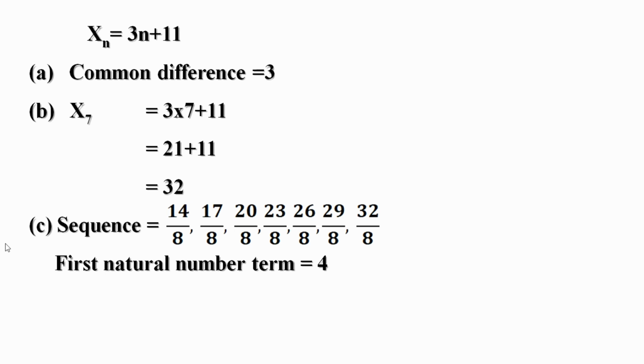We need to write all the terms to find out the first natural number term. Look at the numerator. The numerators are 14, 17, 20, 23, etc. It's an arithmetic sequence with common difference 3. Actually, it is the arithmetic sequence with algebraic expression 3n plus 11. So, the sequence 14 by 8, 17 by 8, 20 by 8, etc. The algebraic expression is (3n plus 11) by 8.